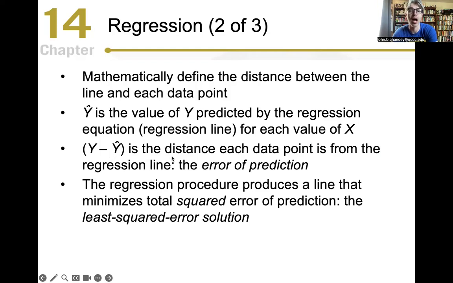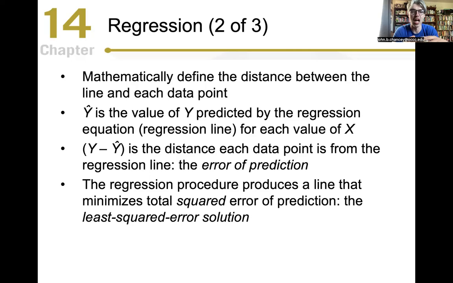Y minus y prime is the distance each data point is from the regression line, or this is the error of prediction. And error does not mean something negative. It doesn't mean something bad has happened or that a mistake has happened. It just means there's a discrepancy between what we have predicted and what we're actually seeing. We're not expecting perfection from the regression equation. We're just looking for it to minimize error.